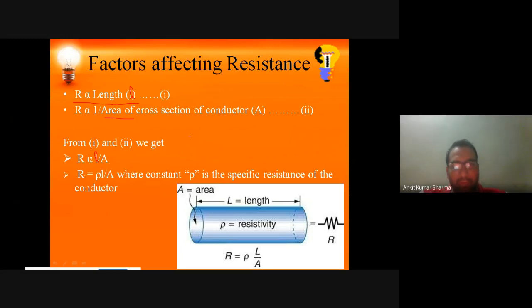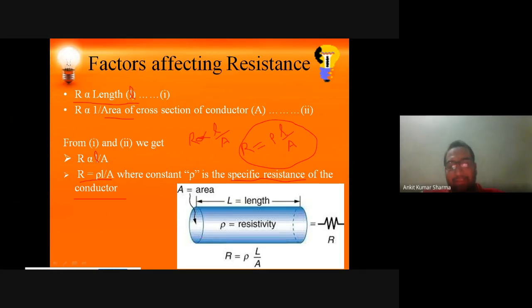So R is proportional to L by A, length by area. When we remove this proportionality sign, we use a constant rho: R equals rho L by A. Here the constant rho is the specific resistance of the conductor.